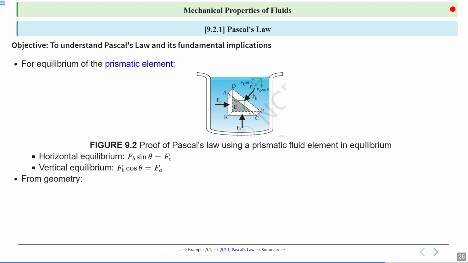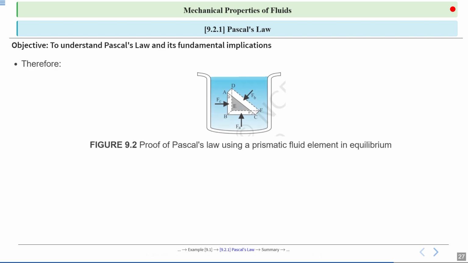From geometry, AB sin theta equal to AC, which shows the relationship between the areas of the faces in the horizontal direction. And the equation AB cos theta is equal to AA completes our understanding of the geometric relationships in the vertical direction.